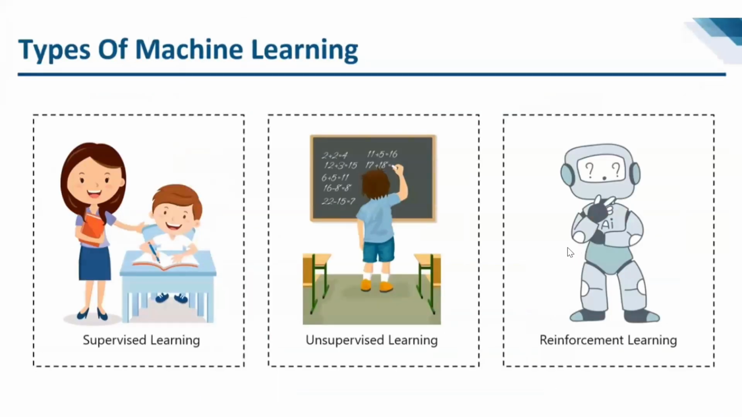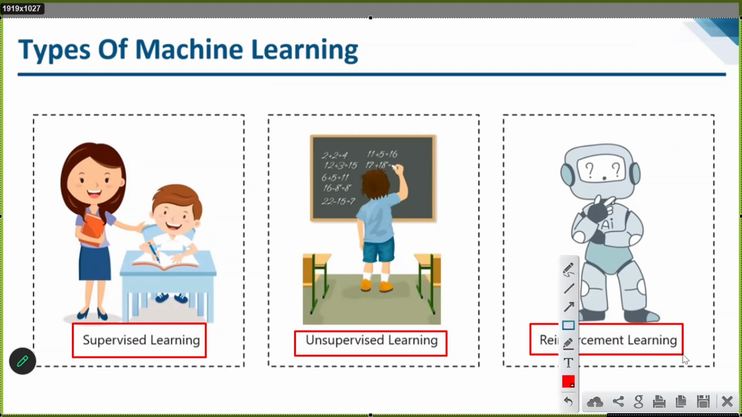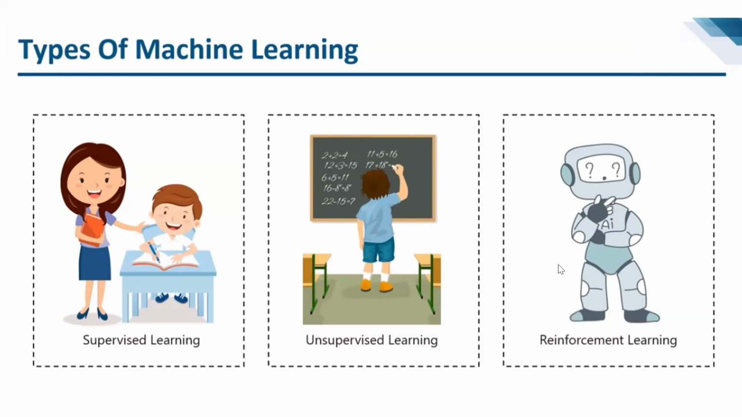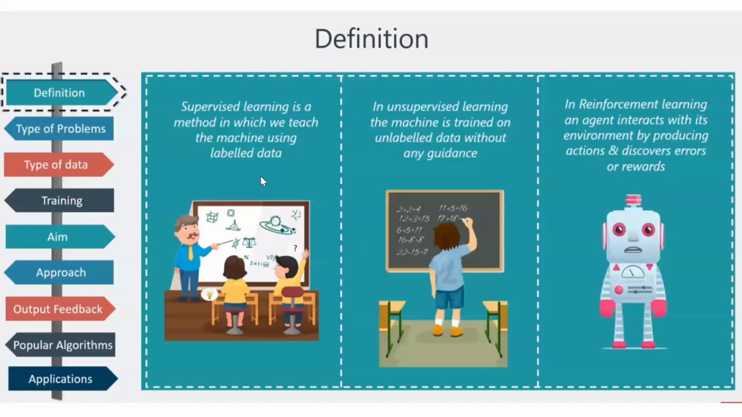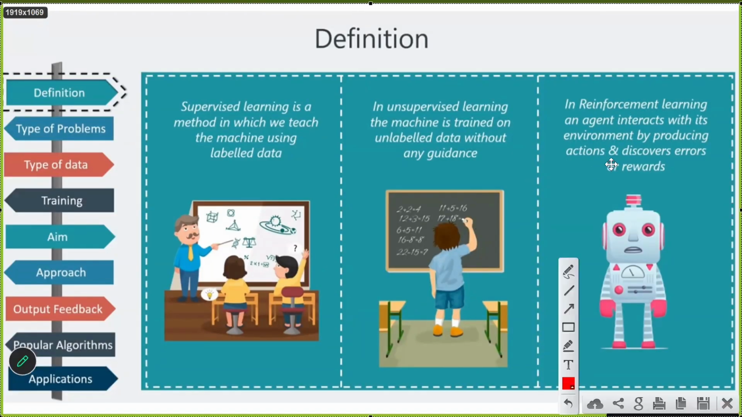Then let us see the various types of machine learning. The first type is called supervised learning. The second type is called unsupervised learning. And the third type is called reinforcement learning. So we have supervised learning, unsupervised learning, and reinforcement learning. Let us see what each of them is.